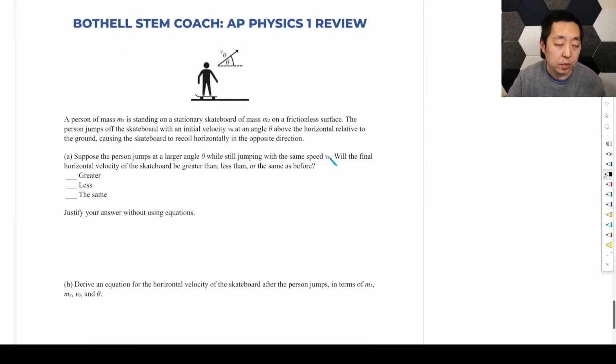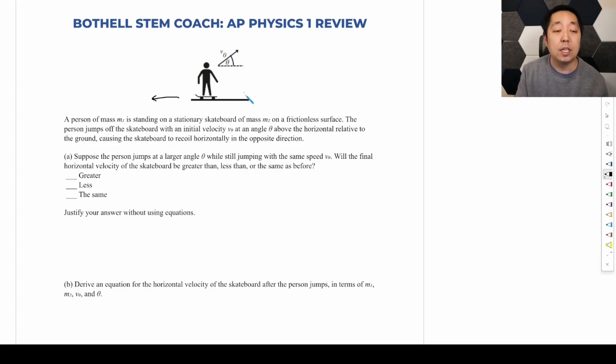All right. Let's look at another one. A person of mass m1 is standing on a stationary skateboard of mass m2 on a frictionless surface. The person jumps off the skateboard with an initial velocity v0 at angle theta above the horizontal relative to the ground, causing the skateboard to go this way while he's going to the right. Suppose the person jumps at a larger angle theta while still jumping with the same speed v0. Will the final horizontal velocity of the skateboard be greater than, less than, or the same as before?